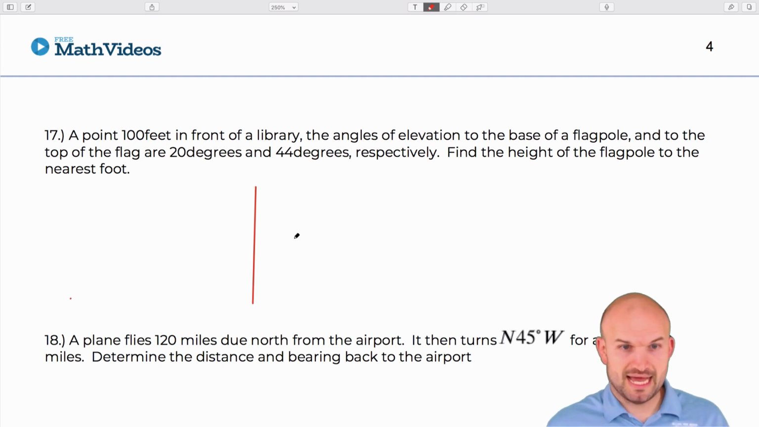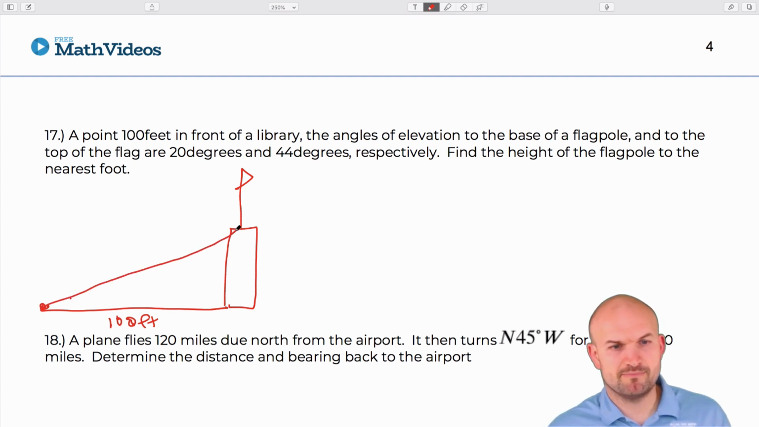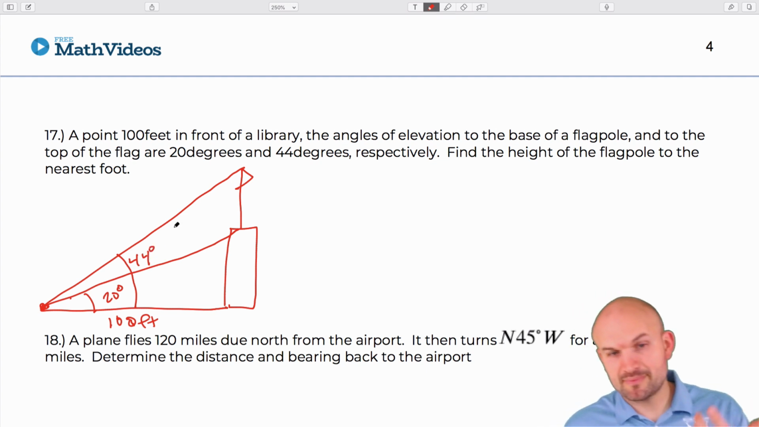All right, so let's draw a library, first of all. And then we'll draw a flagpole. Okay, so we have a point 100 feet away from the front of the library. So we're going to say 100 feet. And we have two angles of elevation. So we have one that's going to be 20 degrees, which is going to be to the base. And then we have another one, which is 44 degrees, which is going to be to the top, right? Because the larger angle is going to go to the top of the flagpole.